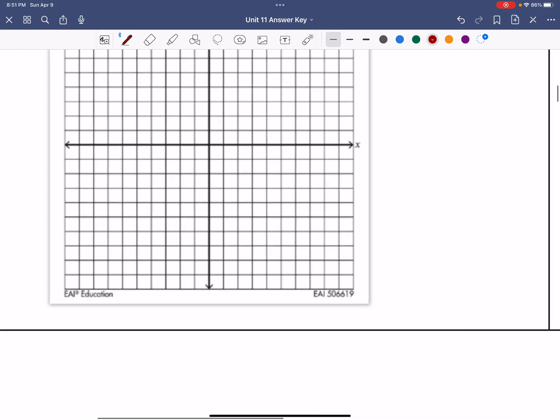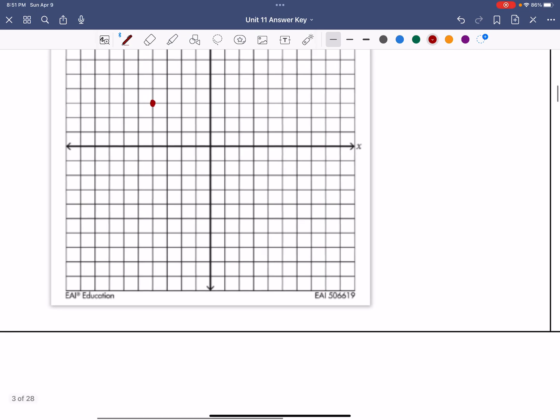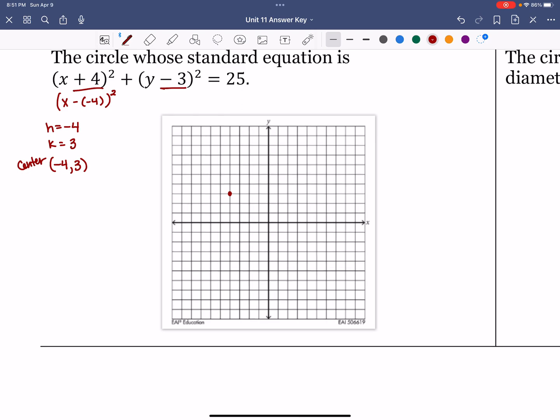So I'm going to come over here and graph it. I go negative 4, 1, 2, 3, 4, positive 3, 1, 2, 3, and it goes right there. This is going to be my center point of my circle, and so we're going to label this actually with a C.